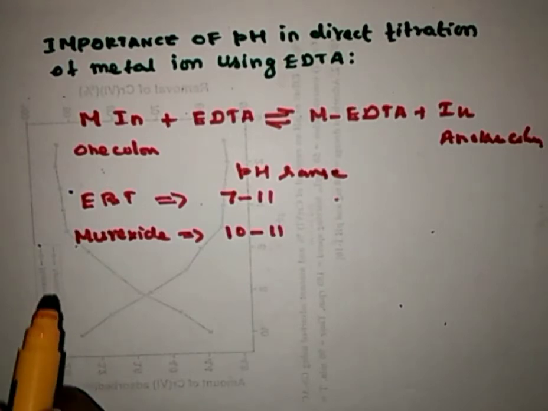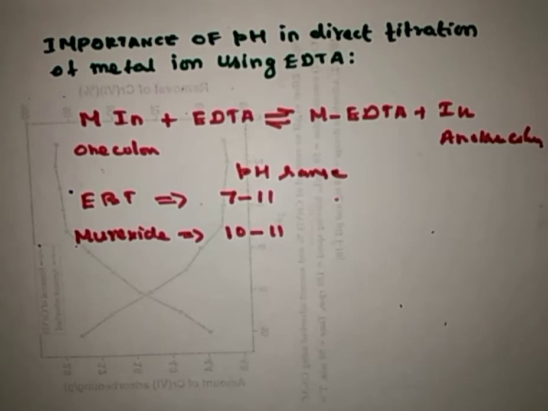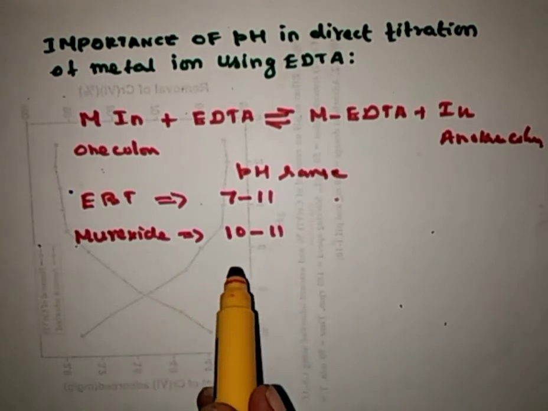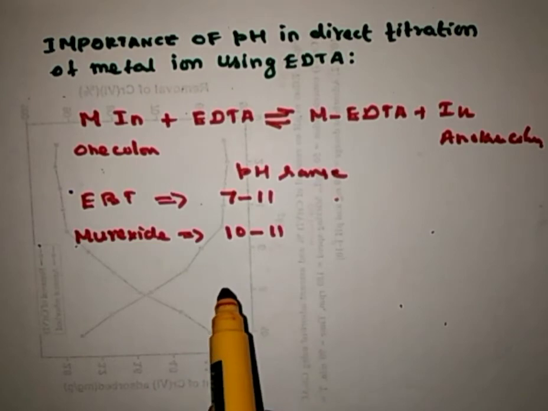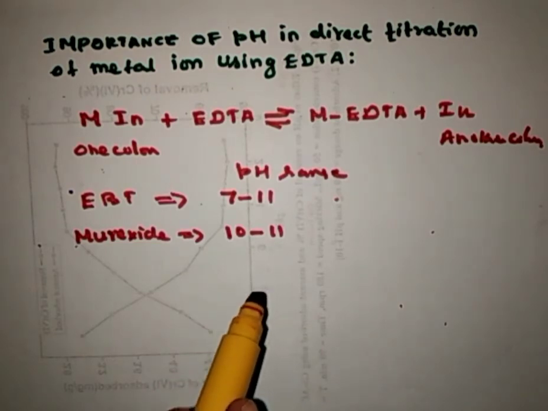So when we use different indicators, we find that in direct titrations of the metal ion using ethylene diamine tetraacetic acid, the control of pH becomes very important. To control the pH of the solution, we use a buffer solution. We know what a buffer solution is, and by using it we can achieve this.